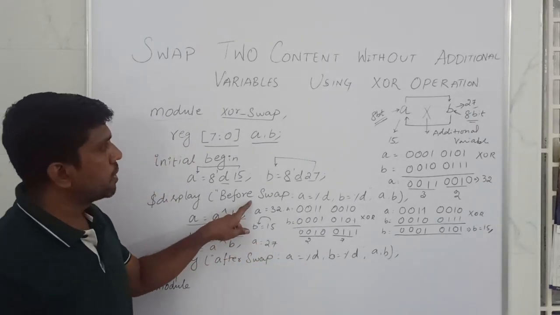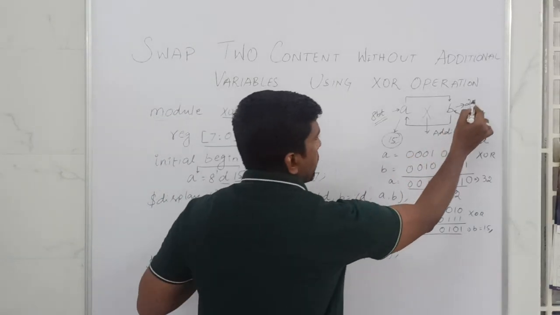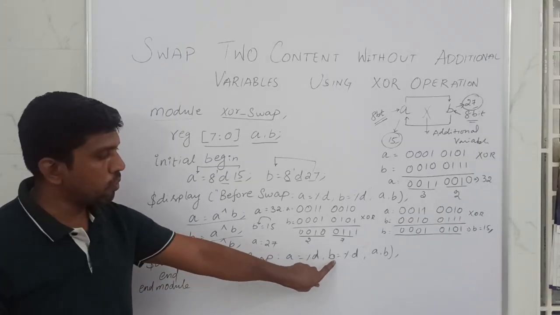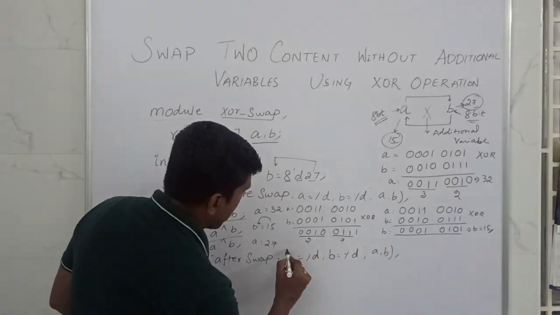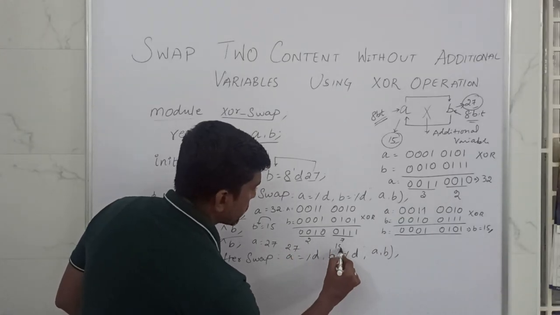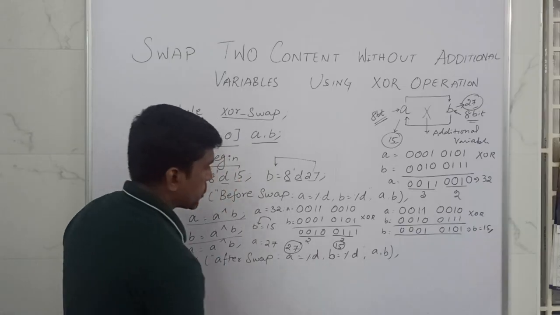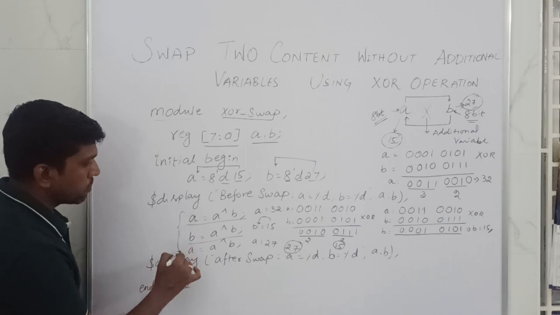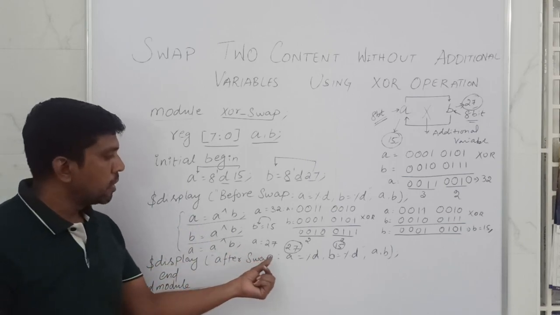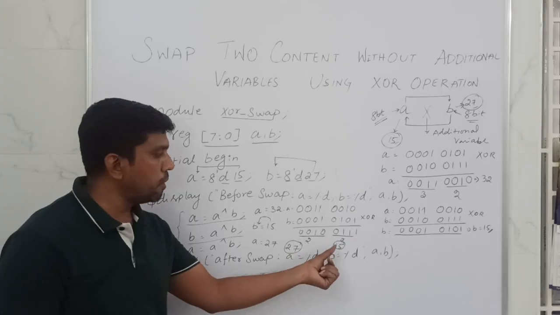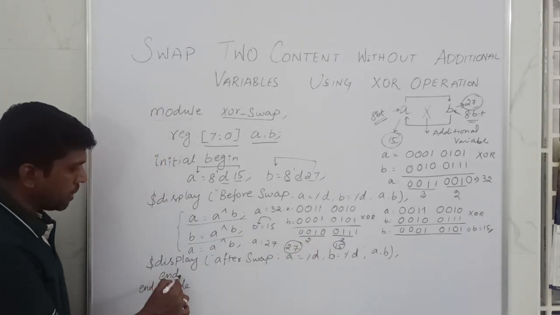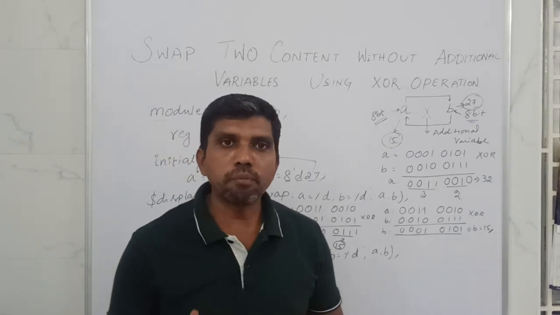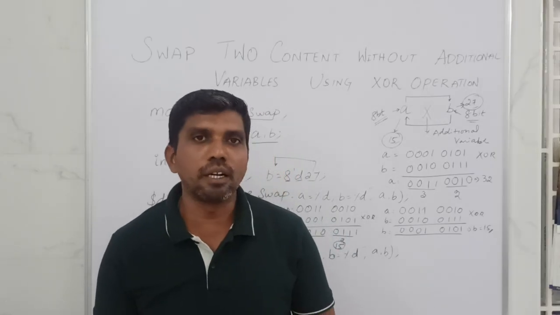Before swap, the A value is 15 and the B value is 27. After swap, what value is stored in A and B? Now the A value is 27 and the B value is 15. You just do the XOR operation three times, and you will swap the A value into B and the B value into A. Finally, endmodule. This is a simple program to swap two contents without using additional variables.